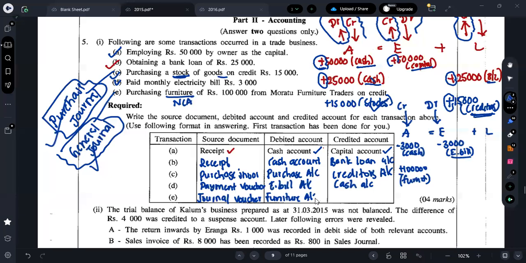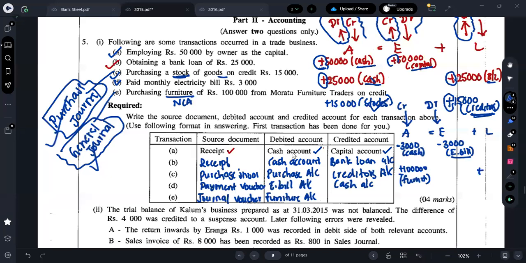The furniture account should be debited, and what account should be credited? It's a liability, right? Liability will be increasing. Here the liability is related to creditors. Can you put it as creditors? Remember, creditors is related to credit purchase of stocks only.